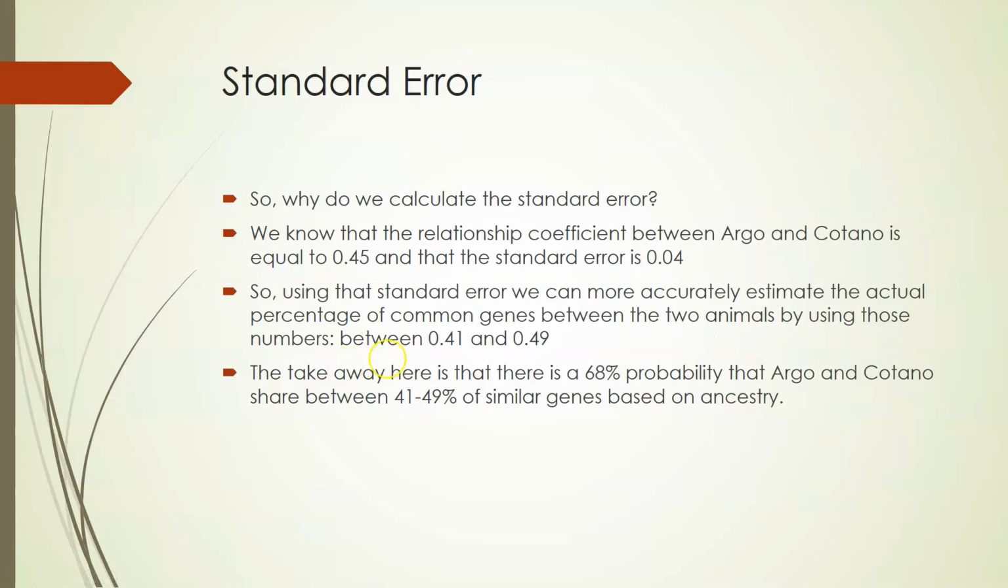So that's expressed here. So that standard error, basically when you take that standard error, you subtract 0.04 off, you add 0.04 on, and you get these two numbers. So the takeaway here is that there's basically a 68% probability that Argo and Catano share between 41 and 49% of similar genes based on what their ancestry is. So that is why we do the standard error on top of relationship coefficients.